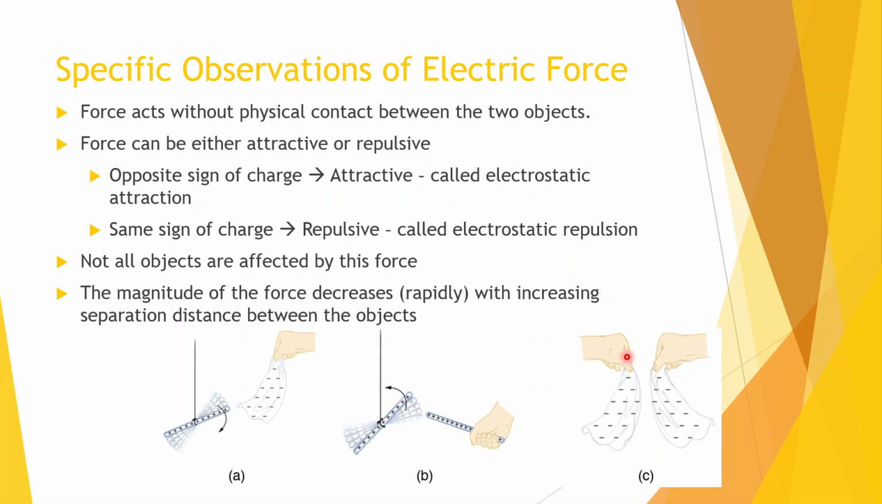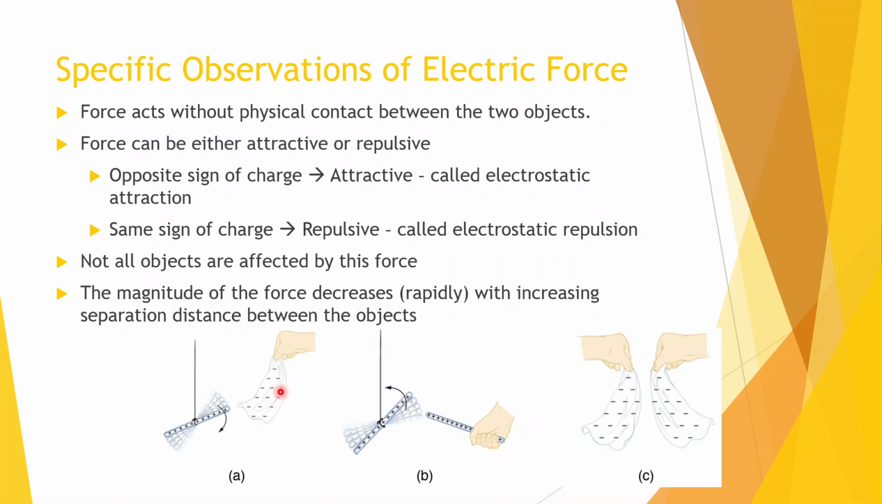Okay, not all objects are affected by this force. Certain materials are, but not all materials. And the magnitude of these forces decreases rapidly with increasing separation distance between the objects. So much like gravity, it has a 1 over r squared relationship with the magnitude of the force. So we have a couple of examples down here.